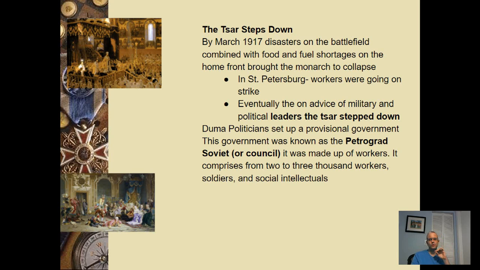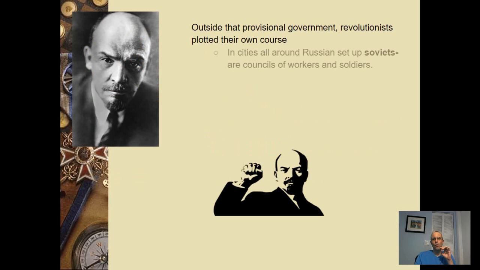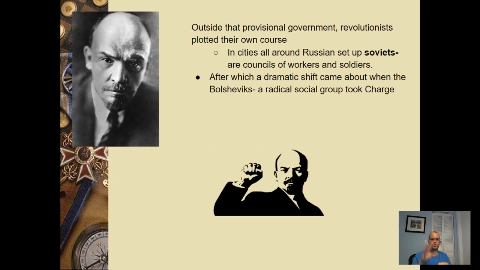It's made up of workers, so it had some ideas. It had some good people working there to figure out what to do with this new leaf, this new turnover with the actual monarchy gone. They had 2,000 to 3,000 workers, soldiers, and social intellectuals. Outside the provisional government, revolutionaries throughout Russia were also plotting their own takeover and what they wanted to do with the future.